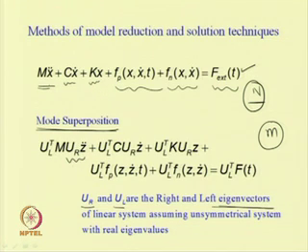One can write M U_r z double dot plus C U_r z dot plus K U_r z plus other terms equal to f(t). Now, pre-multiplying that by U_L transpose, we have this equation: U_L transpose M U_r z double dot plus U_L transpose C U_r z dot plus U_L transpose K U_r z plus U_L transpose f_p(z, z dot, t) plus U_L transpose f_n(z, z dot) equal to U_L transpose f(t).